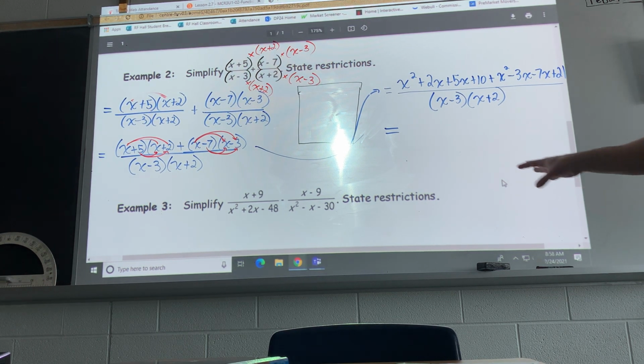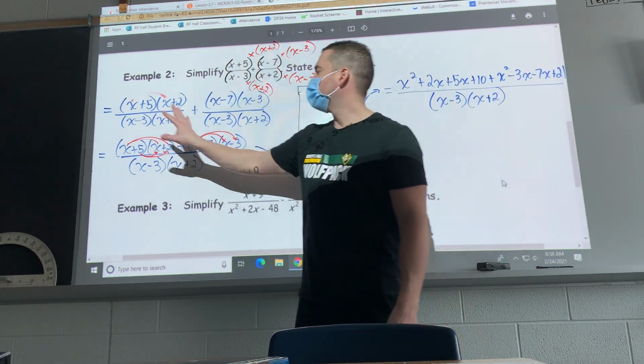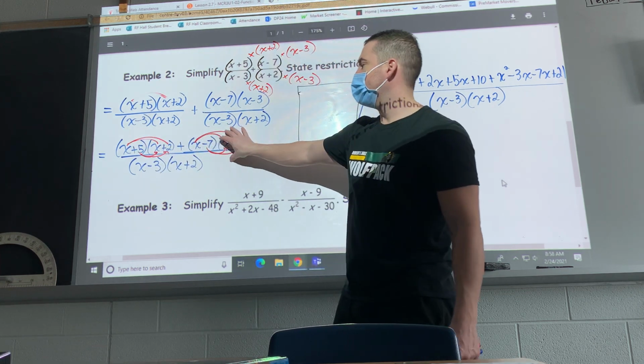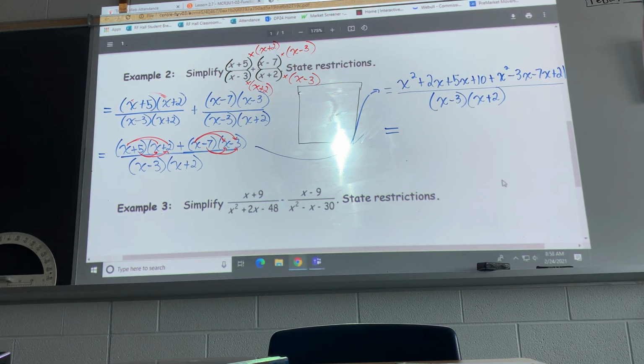Okay, so Isaiah, we don't expand the denominator because we won't be able to simplify it after. Whereas the numerator has 2 brackets and 2 brackets. So if we expand it, then we could simplify it further. Whereas the denominator, you can't.